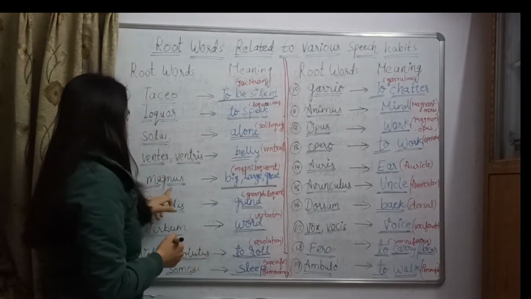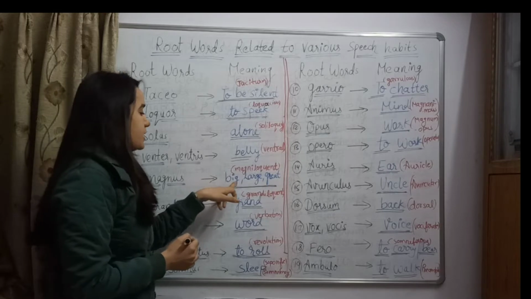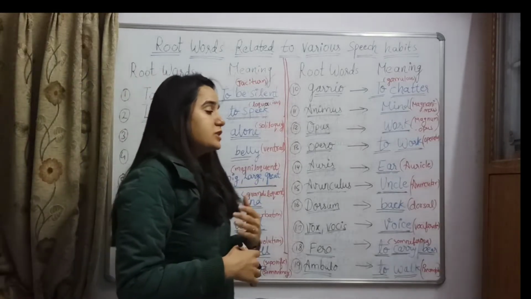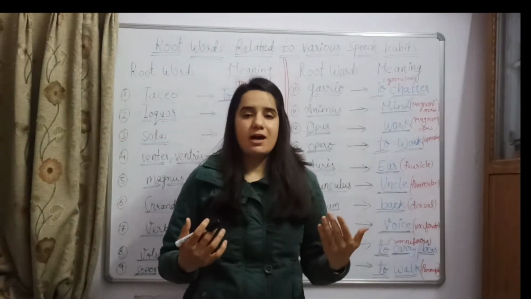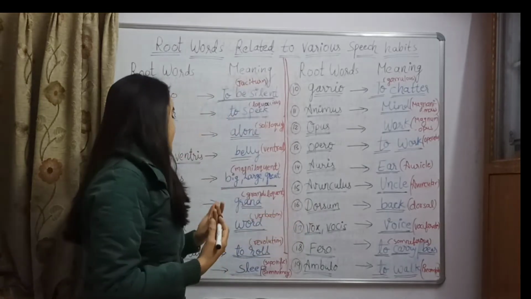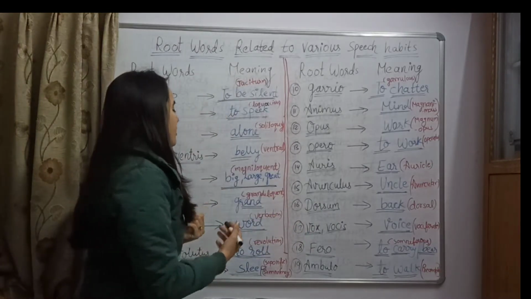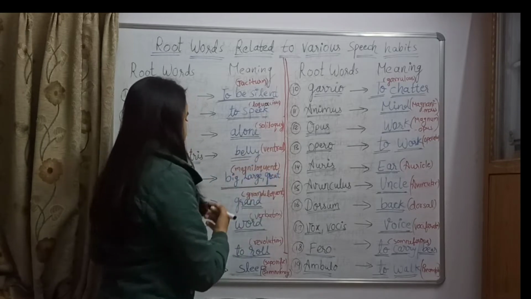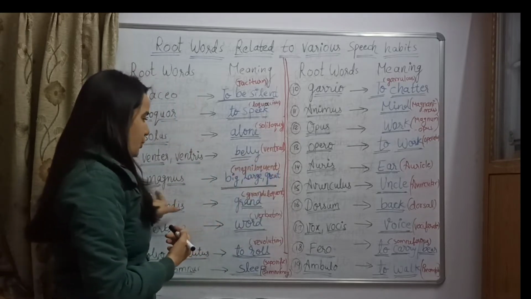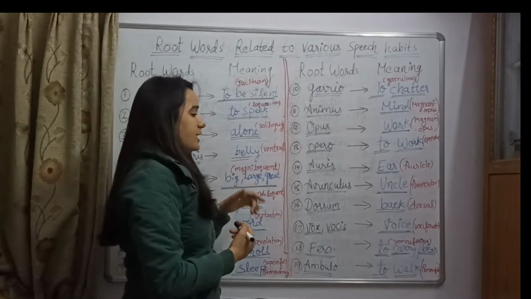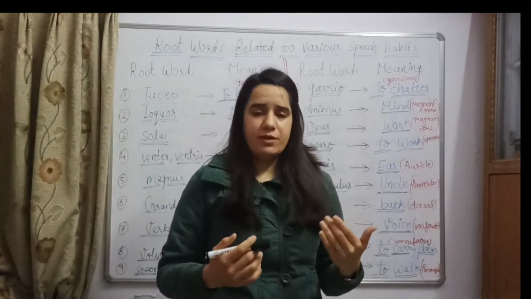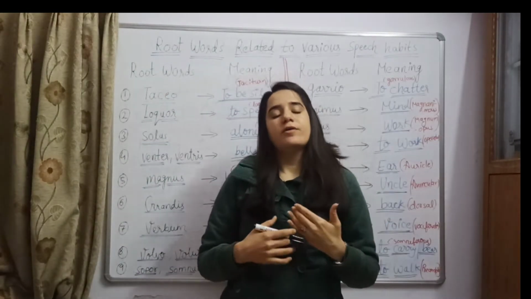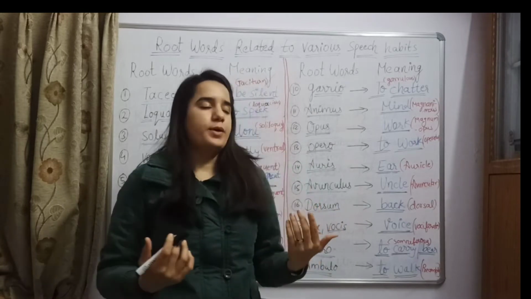Now, fifth one is magnus. Magnus means big, large and great. Anything which is big, which is great, which is large, which is huge, we will say it is magnus. And the vocab over here is magniloquent. Magniloquent is the vocab which is made from magnus root word, and its meaning is the thing which is very big, very great, very large. We will call it magniloquent.